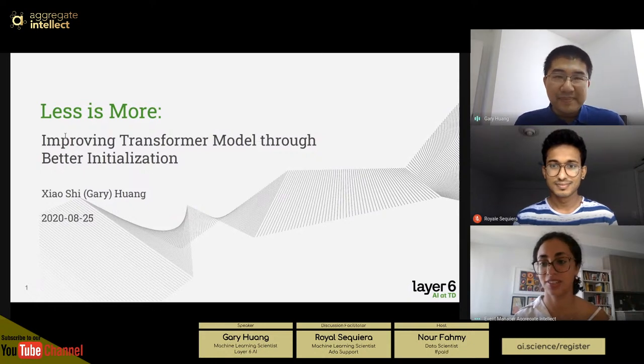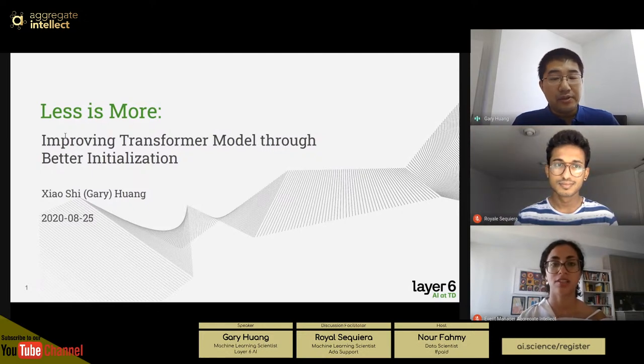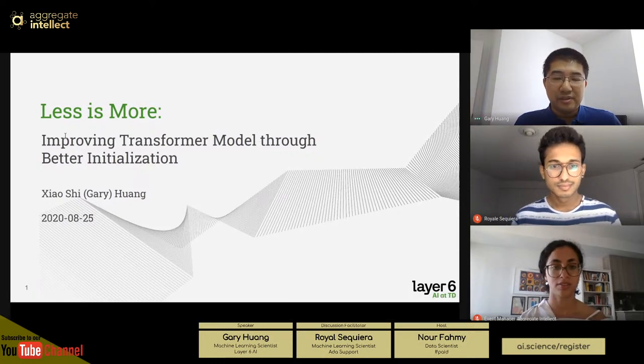Hi everyone, my name is Gary Huang from Layer 6 AI, and today I'll be presenting our research paper, Improving Transformer Model Through Better Initialization, focusing on optimizing the transformer model in the field of neural machine translation. This paper is co-authored by Dr. Felipe Perez, Dr. Maximus Volkovs, and Professor Jimmy Ba from the Vector Institute.